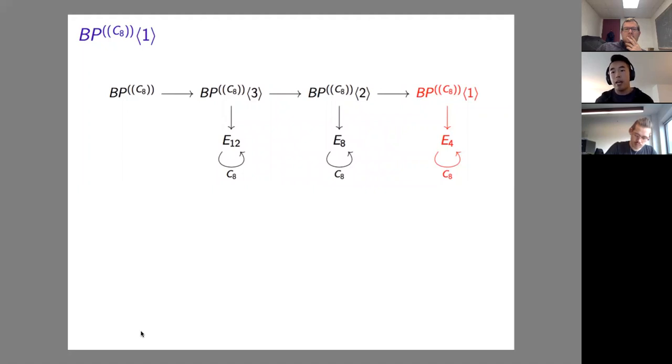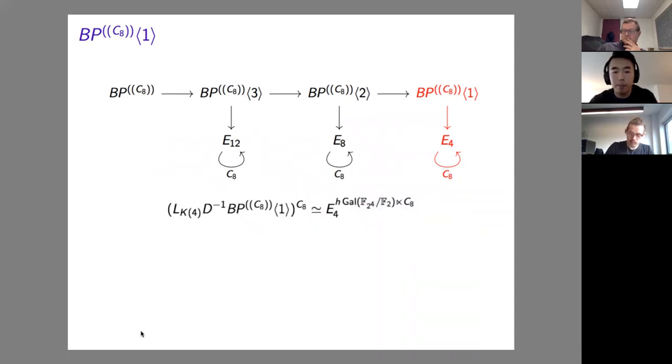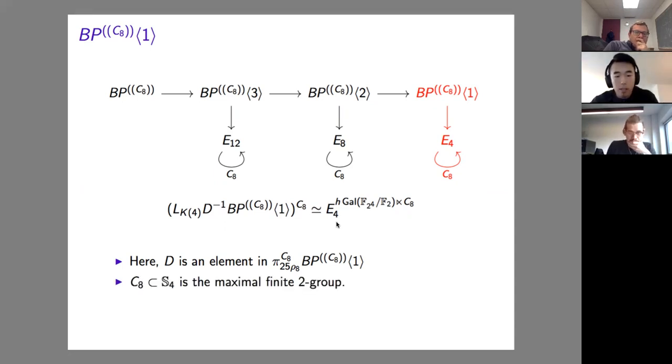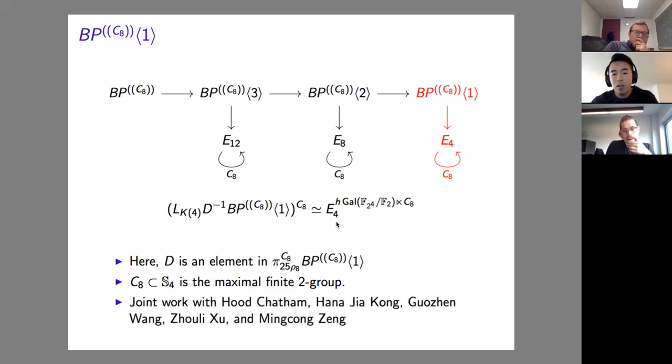So BPC81 lies in the first piece of the BPC8 tower, and the C8 fixed point of this spectrum detects the Kervaire invariant, all the Kervaire invariant elements. So the precise relationship is that if I take BPC81, invert a generator D inside its C8 homotopy group, and K4 localize, then the C8 fixed point is E4HC8. So at height 4, it turns out at prime 2, C8 is the maximal finite 2 group inside S4. So in some sense, this E4HC8 is the height 4 analog of TMF, because TMF at the prime 2 is essentially E2HQ8, because Q8 is the maximal finite 2 group inside S2.